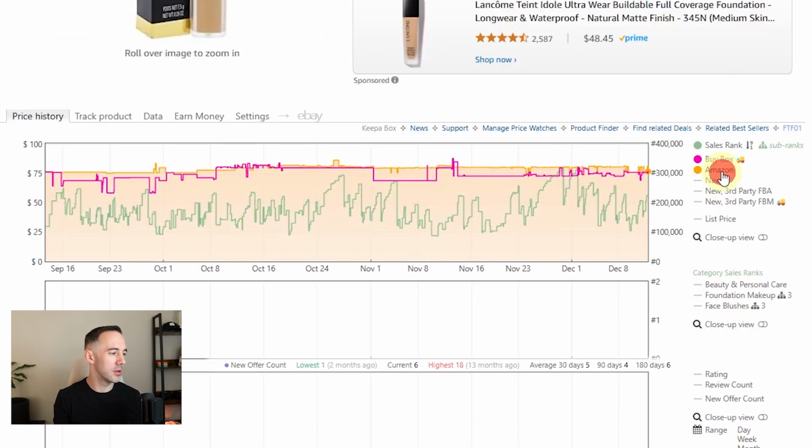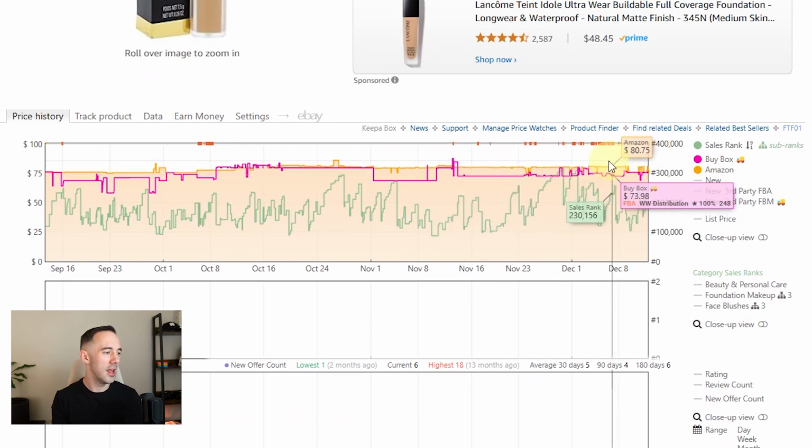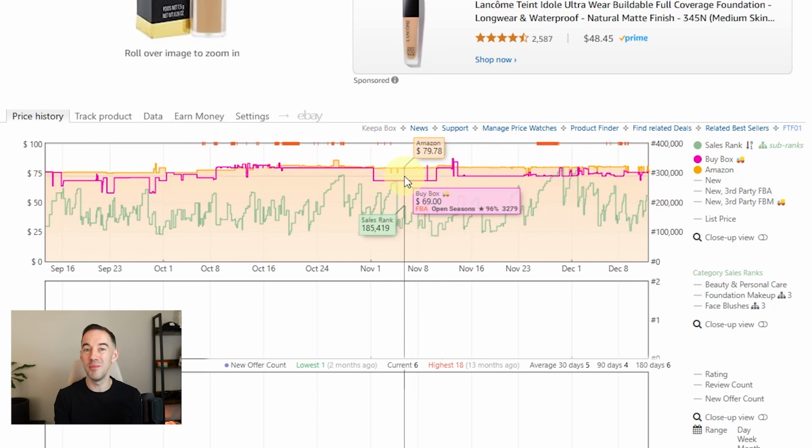And then we get Amazon. If Amazon's on the listing, you can see Amazon's price in this orange bar. So you can see there, just hover over, and it will tell me the price over time. So I can see the historical price of Amazon, which is very helpful.